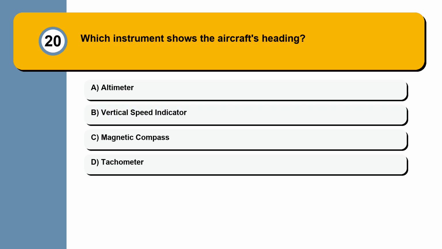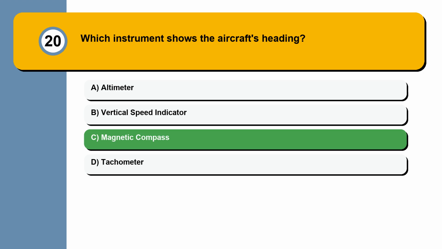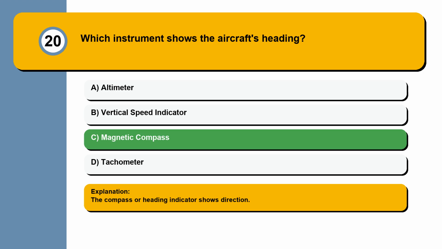Question 20. Which instrument shows the aircraft's heading? Altimeter, vertical speed indicator, magnetic compass, tachometer. The compass or heading indicator shows direction.